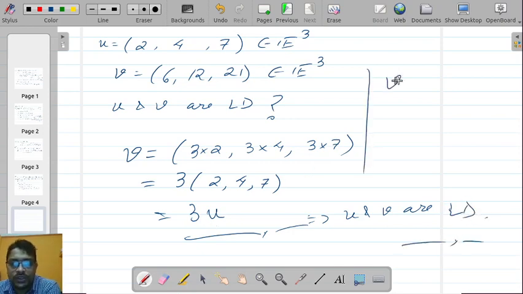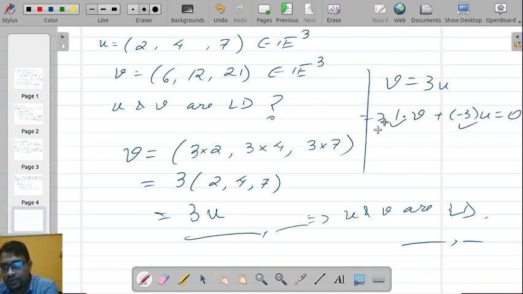What we have got is V equal to 3U, so we can always write it as 1 into V plus minus 3 into U equal to 0. Here you see the scalars are not all zero, at least one of them is non-zero. So immediately we can conclude that U and V are actually linearly dependent.